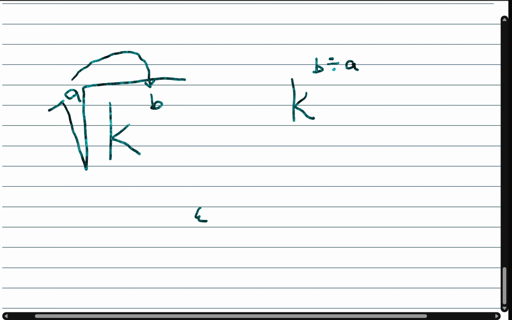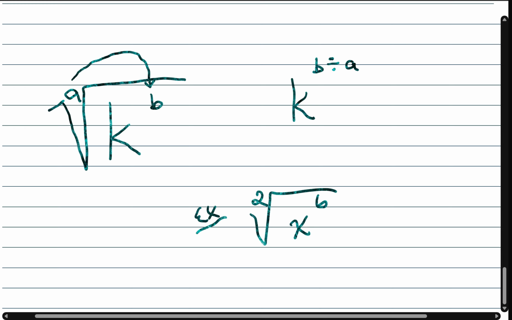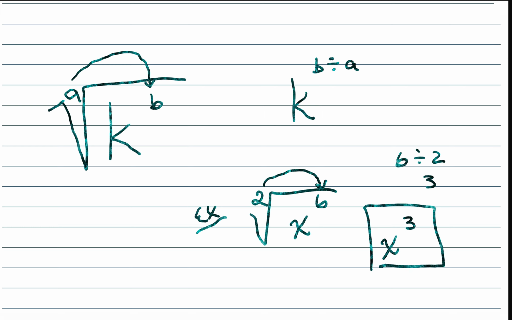For instance, let's say we have to take the square root of x to the 6th power. You're just dividing the index into the exponent. 6 divided by 2 is 3. So the square root of x to the 6th is x to the 3rd. And it makes sense because if you multiply x to the 3rd times x to the 3rd, you add the exponents and you'll get x to the 6th power.